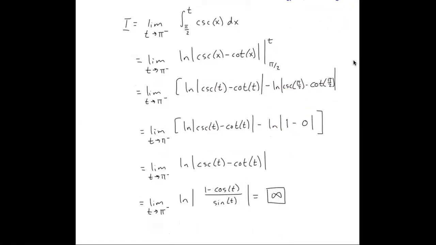So lastly, what we're left with is to consider the limit as t goes to pi from the left of natural log cosecant t minus cotangent t. So it would help to realize that this is 1 over sine of t, and this is cosine t over sine of t. So let's get a common denominator of sine of t. And we have 1 over sine of t, that's cosecant's portion, minus cosine of t over sine of t. So we have 1 minus cosine t over sine t overall.